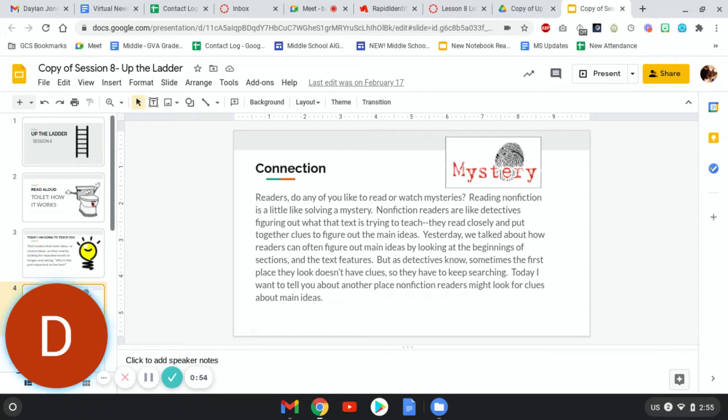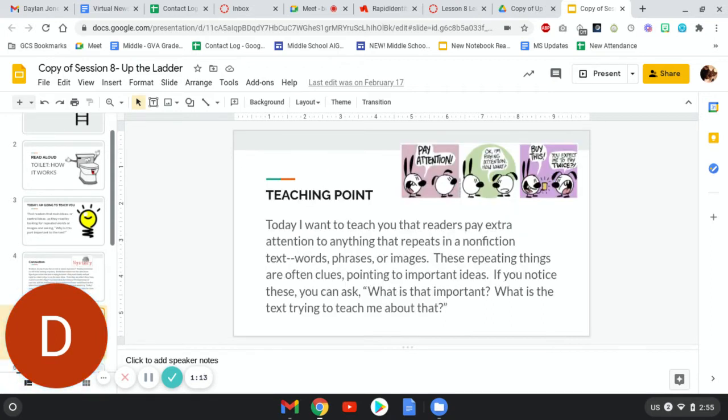So the other day we talked about how readers can figure out main ideas by looking at the beginnings of sections and the text features. But as the detectives know, sometimes the first place you look doesn't always have clues, so they have to keep searching. Today I want to tell you about another place nonfiction readers might look for clues about the main idea.